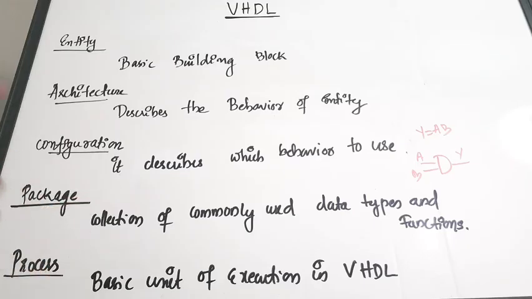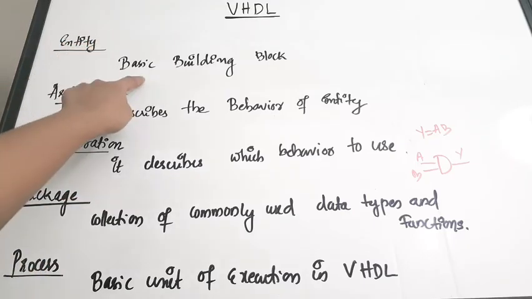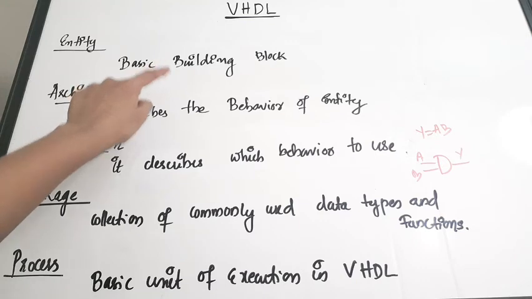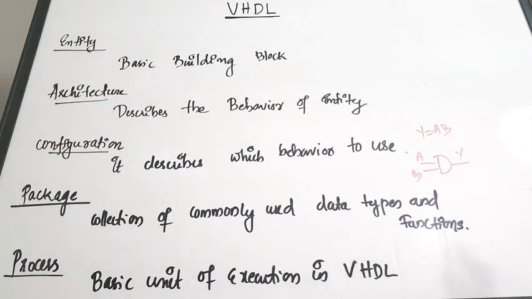In the entity we are going to define an AND gate. We are going to name the AND gate. We are going to define the input ports and output ports. All these things we are going to do in which section?